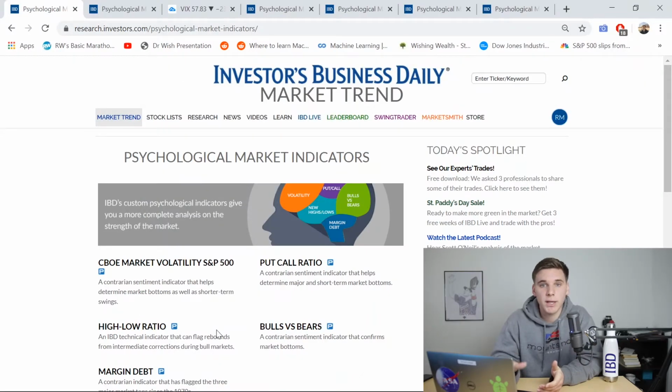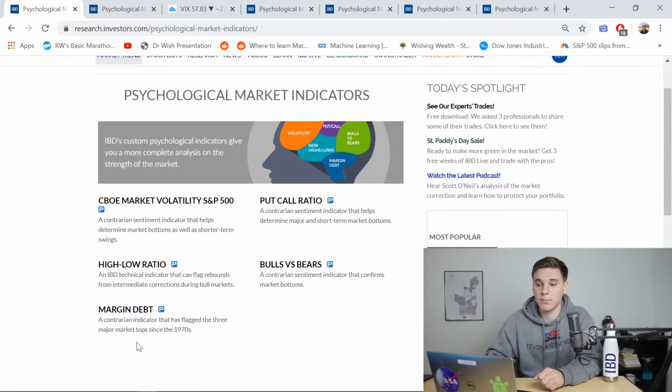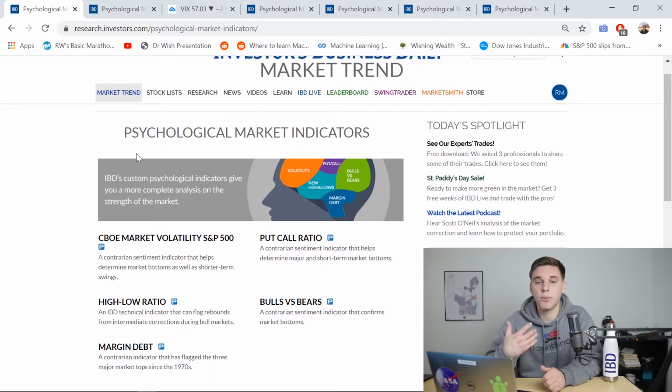What I want to talk about today is a couple different psychological market indicators that I use along with analyzing, of course, the indexes and the price action of the leading stocks. But I always think it's a good idea to keep these in mind, especially given the current situation when we are in a correction, because a lot of these are very useful in perhaps confirming a market bottom after that follow through day. So today we'll talk about all these different ones in the psychological market indicators tab on investors.com.